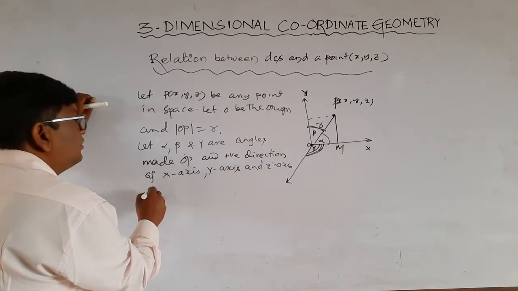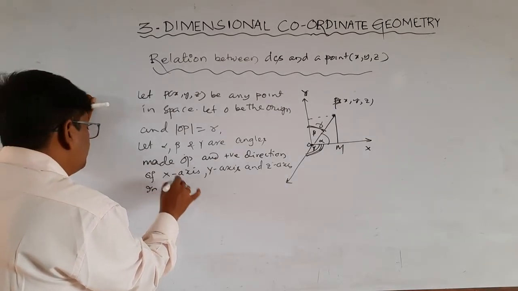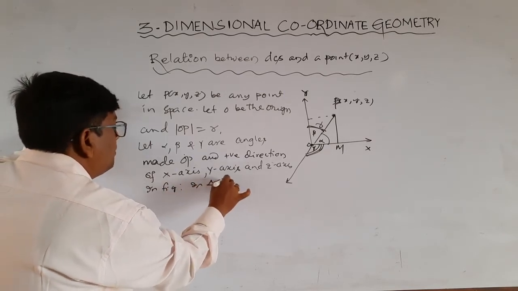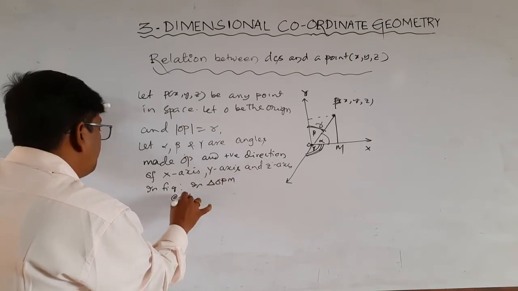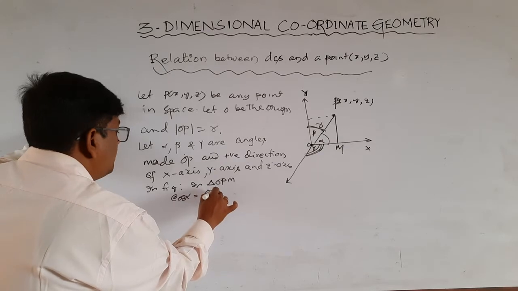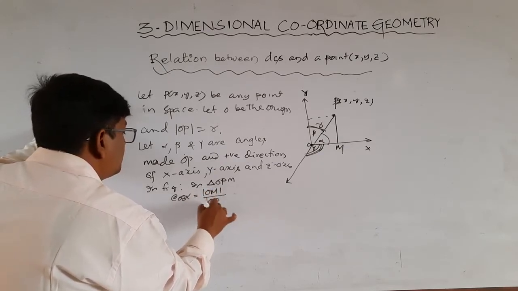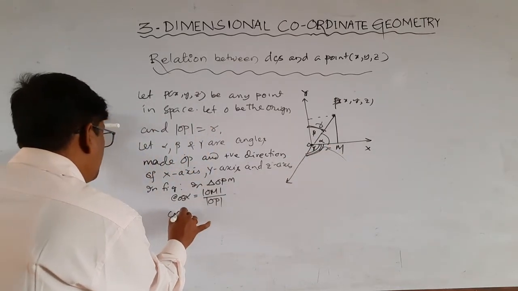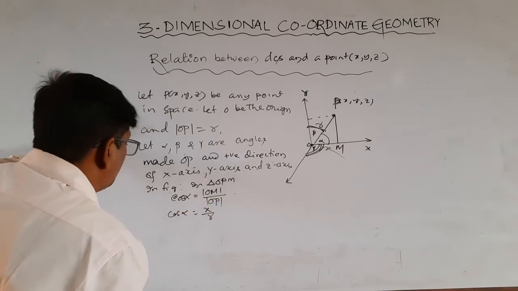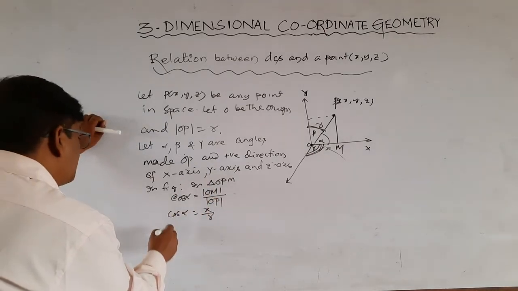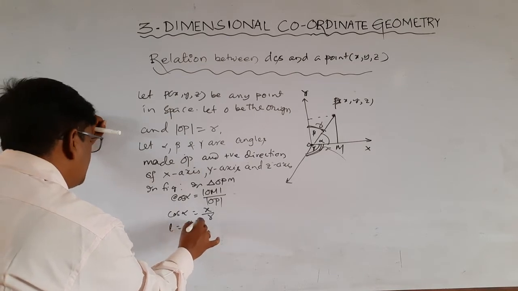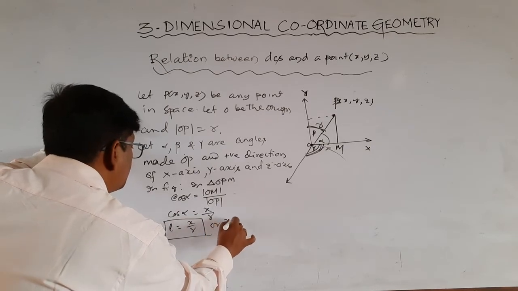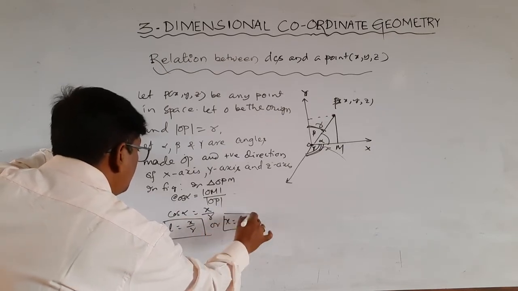Now in figure, in triangle OPM, cos alpha is equal to what? OM distance by OP distance. What is OM distance? OM distance is equal to x. So cos alpha is equal to x by r. So cos alpha means L is equal to x by r, or we can say x is equal to LR.